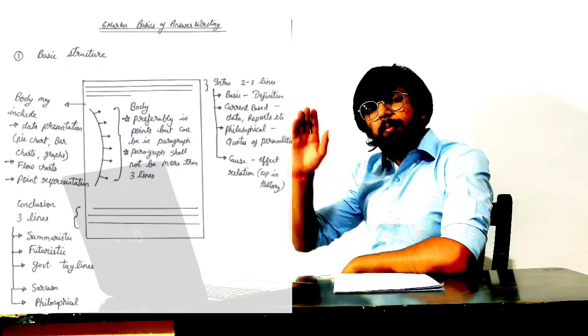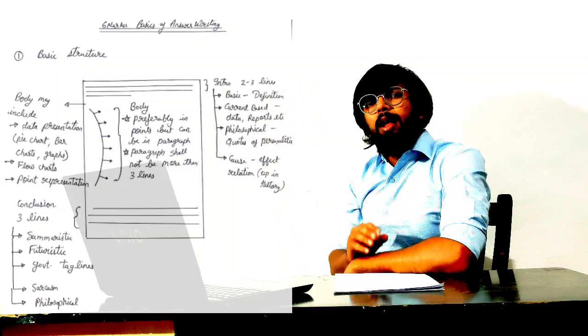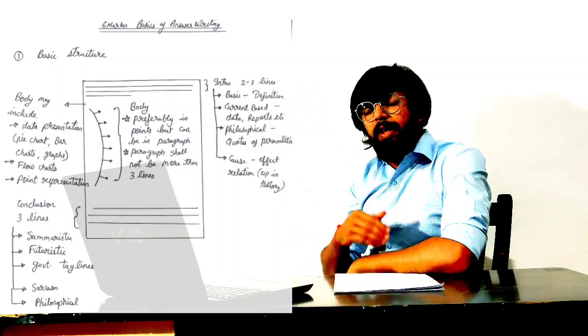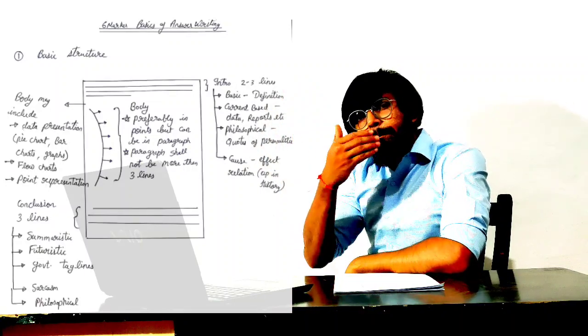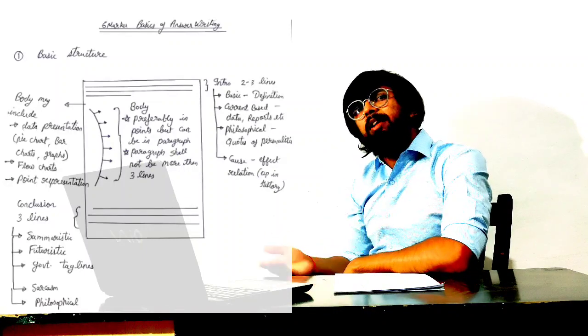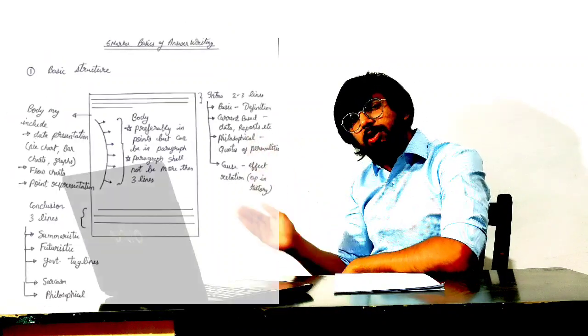Why am I saying that? Because it is a basic structure, and this is the structure we have been learning throughout our schooling and graduation life, that this is how an answer is structured. The same thing is fed into the brains of those who are checking our copies. So this basic structure should be followed while writing a 6-marker question.